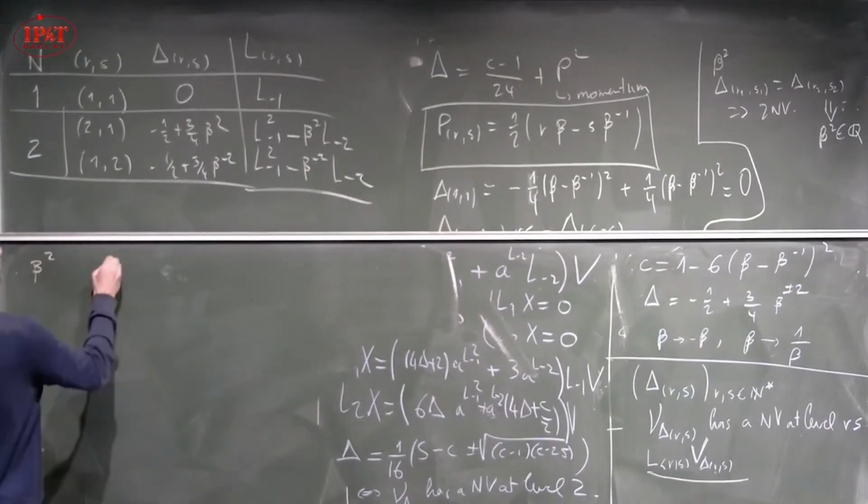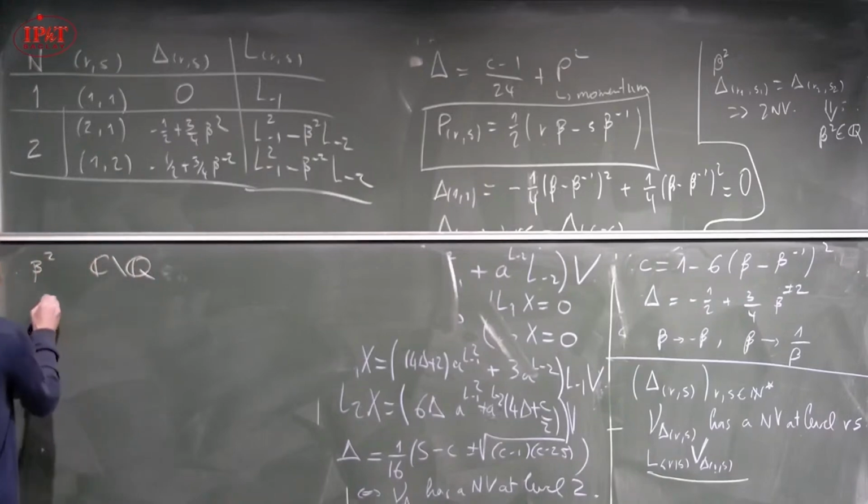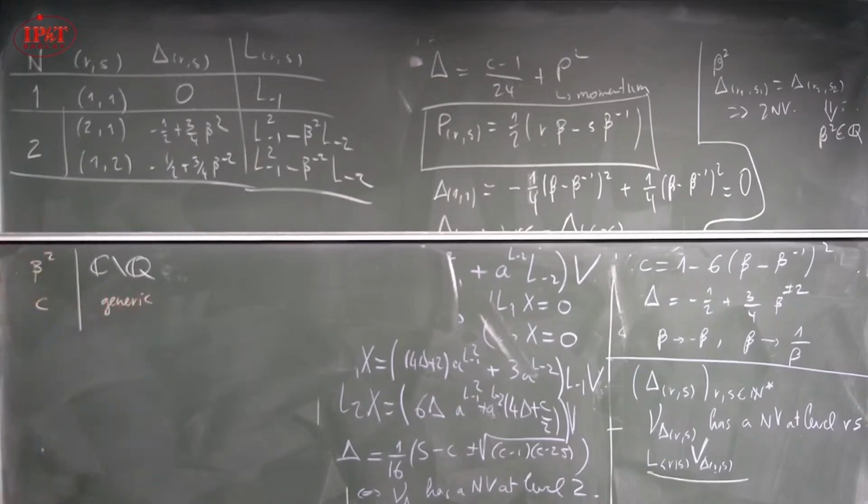So let me assume beta squared is a complex number, but not rational. Well, in terms of the central charge, it corresponds basically to generic values of the central charge. And then the statement is that the number of null vectors in a Verma module such as V delta S has to be 1. So in this case, basically a Verma module has a null vector if and only if delta is of the type delta RS, but it has only one null vector.